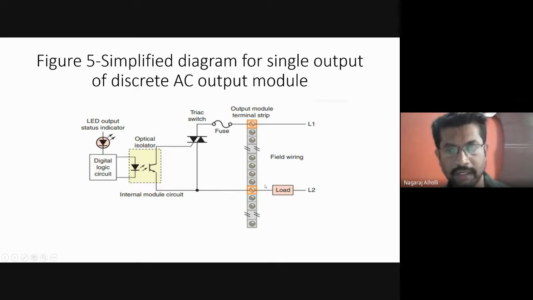From L1 to L2, the AC signal is applied. The positive portion is applied through anode to cathode. Then when the negative portion is applied, it flows through cathode to anode also, from L1 to L2. That means it is meant for AC load devices. The triac switch is used to control the load devices which are of alternating current type, AC signal type.